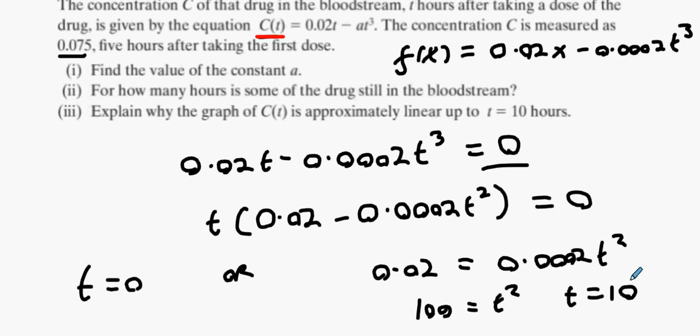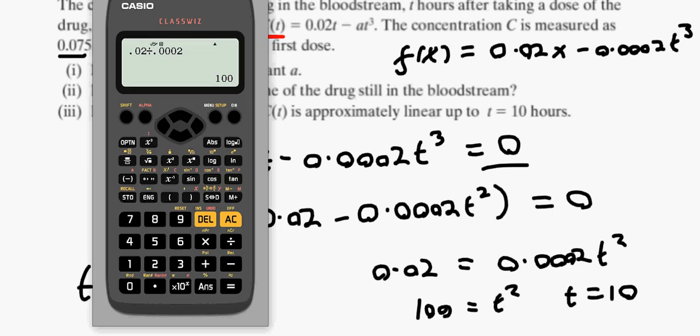Explain why the graph is approximately linear up to 10. What does approximately linear mean? It means it keeps the same slope, doesn't it? And unfortunately for me, I have to go back to my table function again and show you why it's like that. Alright. 0.02x minus 0.0002x cubed. Alright, 0 to 10. We okay with this?